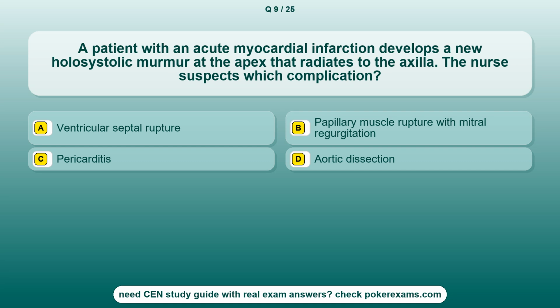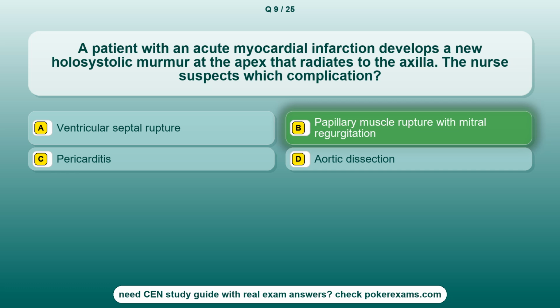Question 9. A patient with an acute myocardial infarction develops a new holosystolic murmur at the apex that radiates to the axilla. The nurse suspects which complication? Option A. A ventricular septal rupture. Option B. Papillary muscle rupture with mitral regurgitation. Option C. Pericarditis. Option D. Aortic dissection.